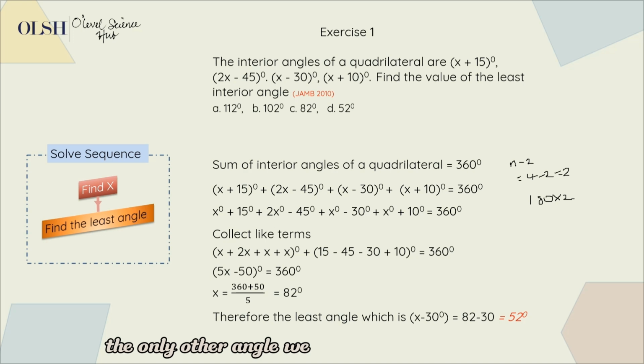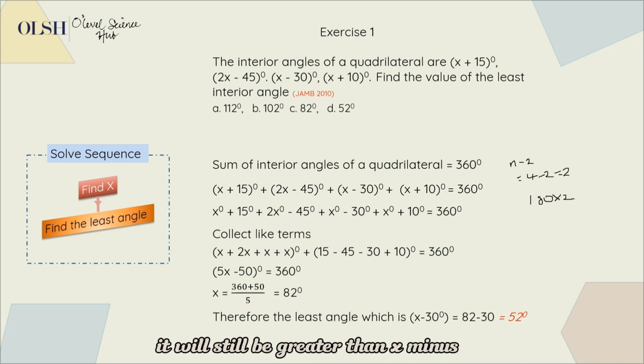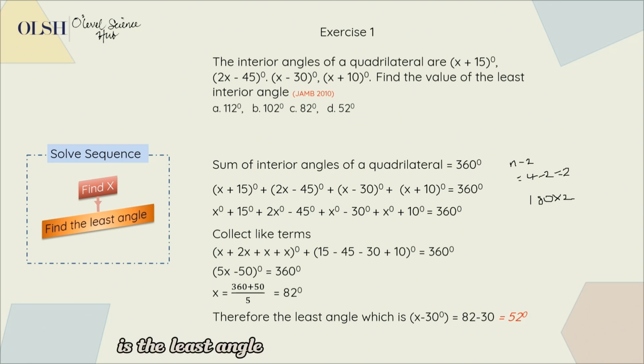The only other angle we have will be 2x minus 45, but if you multiply x by 2 and subtract 45 from it, it will still be greater than x minus 30. So x minus 30, even from a glance, is the least angle. That would give us 52 degrees.